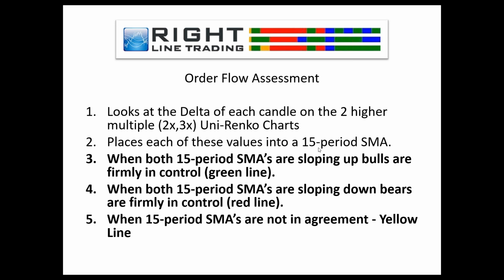And the preponderance of delta values, which do close in the direction of the candle, drive the slope of the line and give you an accurate assessment of who is driving the market, the bulls or the bears. So when both 15-period SMAs are sloping up, the bulls are in control. And both SMAs on the two higher time frames have to be sloping down for the bears to be in control. And when the 15 periods are not in agreement, it's yellow.